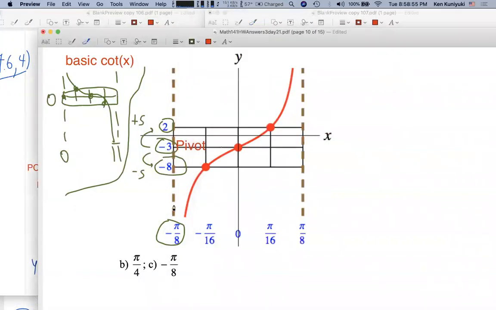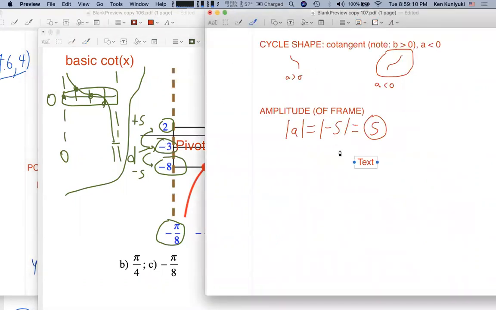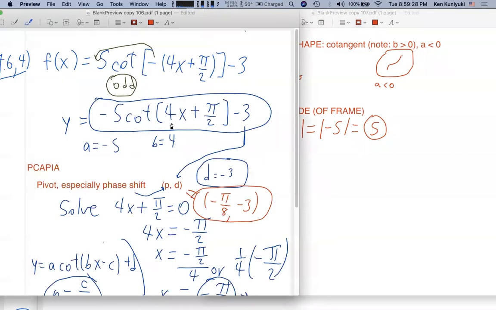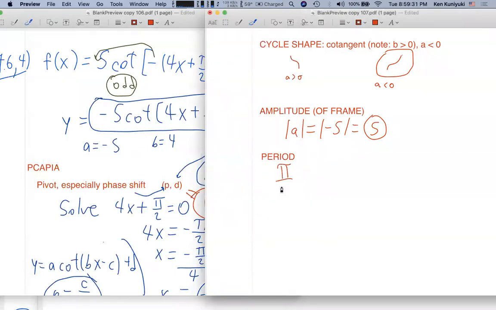Okay, so we got the pivot, we got the cycle shape. The frame amplitude helped us get the, see, this is D, right? D is -3. From here, we add the frame amplitude to get the 2, subtract the frame amplitude to get the -8. All right. Now, the last P, in a way a third P, is for period. Careful. For tangent and cotangent, it's pi over the absolute value of B. By this stage, B is +4, right? So it's pi over the absolute value of B, pi over 4.